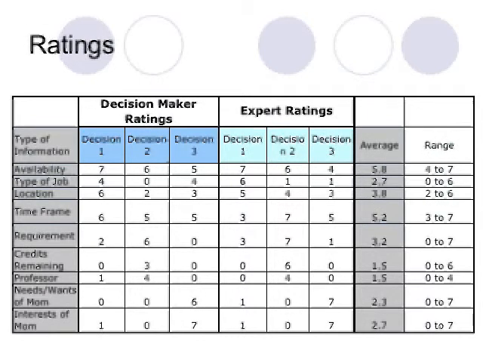I considered myself the expert in this situation and also ranked each piece of information for each decision. My rankings are recorded under the heading Expert Ratings. Next, I calculated the average of these ratings in the column to the right that is highlighted in gray. In the next column, the range of the ratings was recorded to observe the variation between ratings.